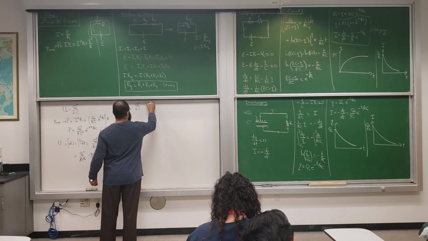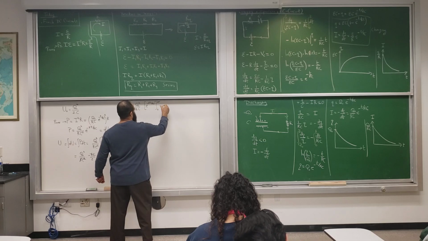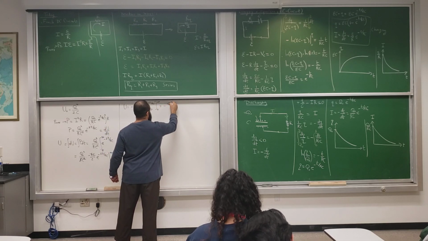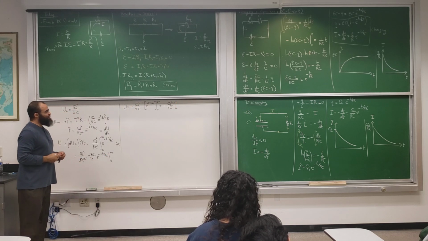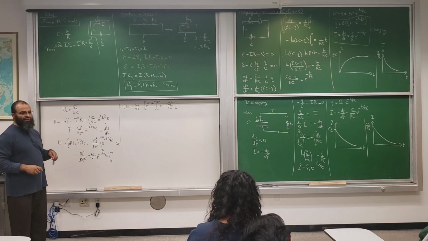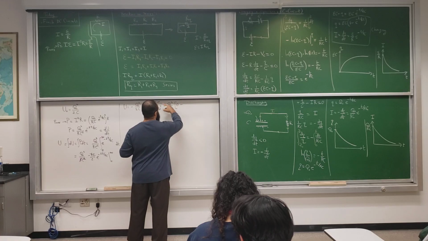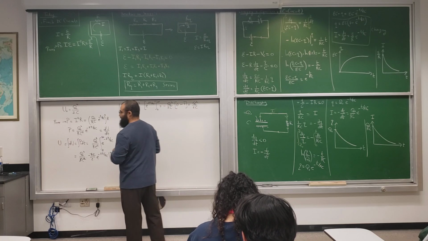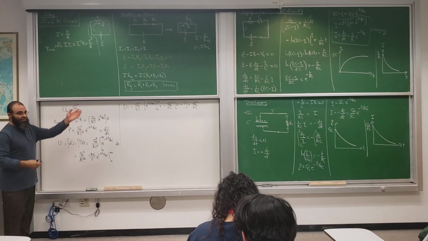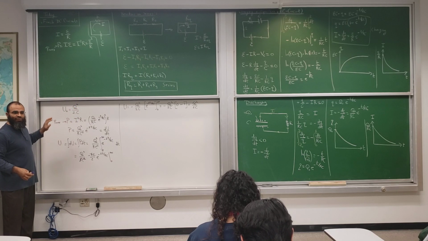Why do we get this though? Let's substitute. The upper limit, what do you get? Zero. Minus e to the 0 is 1. So you have this. And so the total energy consumed by this resistor actually adds up.